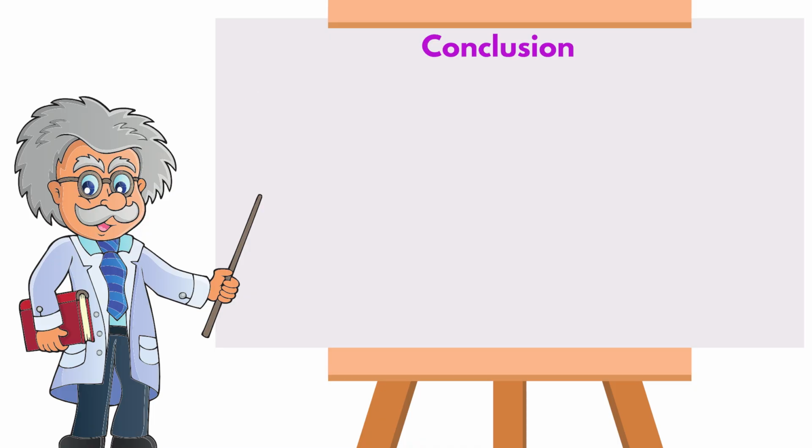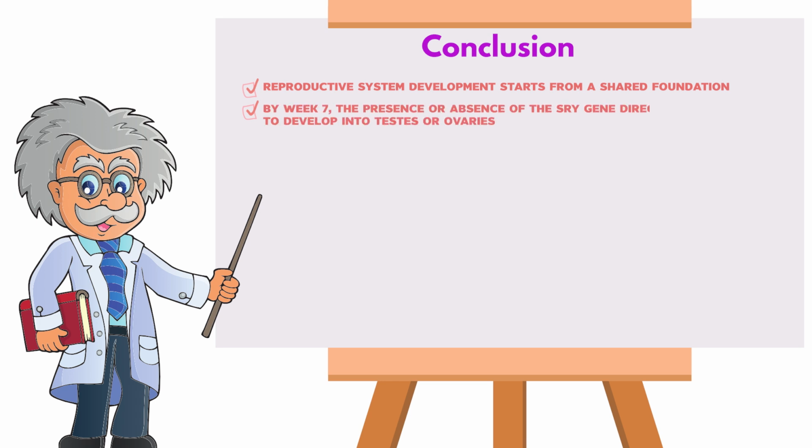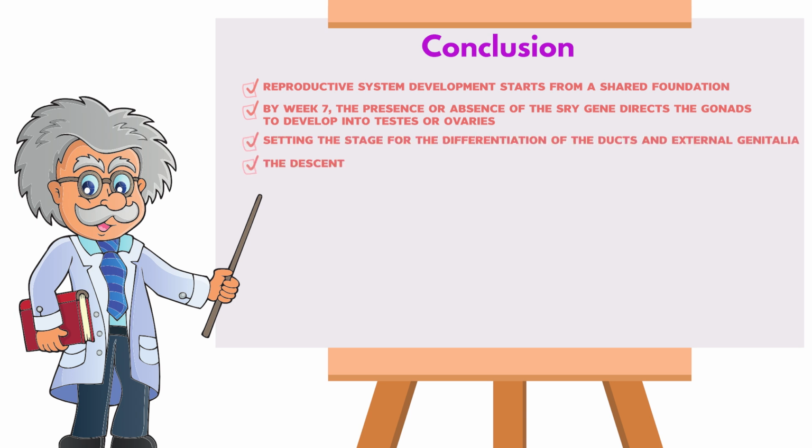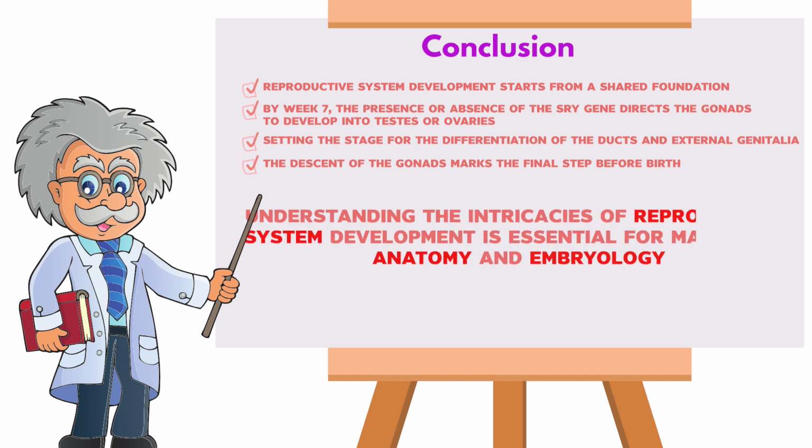To sum it up, reproductive system development starts from a shared foundation. By week 7, the presence or absence of the SRY gene directs the gonads to develop into testes or ovaries, setting the stage for the differentiation of the ducts and external genitalia. The descent of the gonads marks the final step before birth. Understanding the intricacies of reproductive system development is essential for mastering anatomy and embryology.